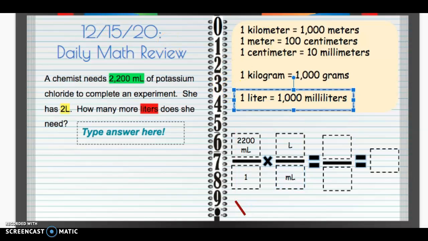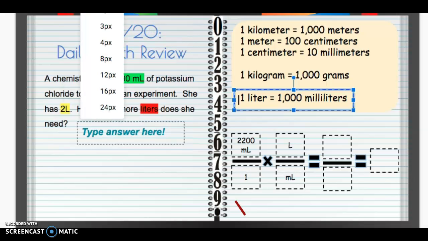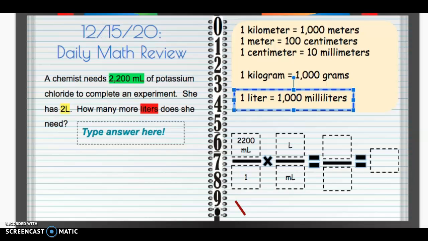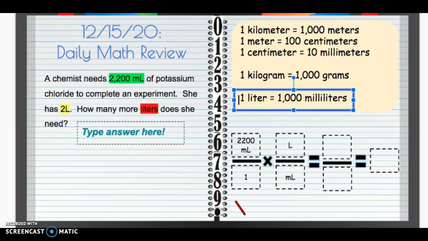1 liter, and I'll put a box around it for you. I made it so you do not have to go back and forth between the slide this time, because sometimes you will be given that information. So 1 liter, so my 1 goes up on top, and 1,000 goes on the bottom. All right, so now I can cancel out my milliliters.